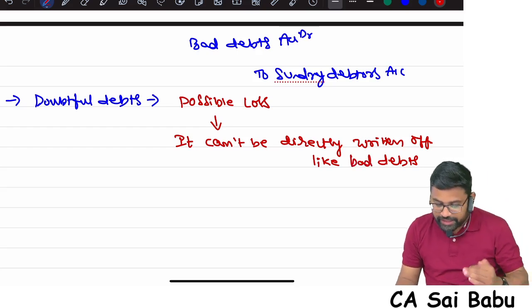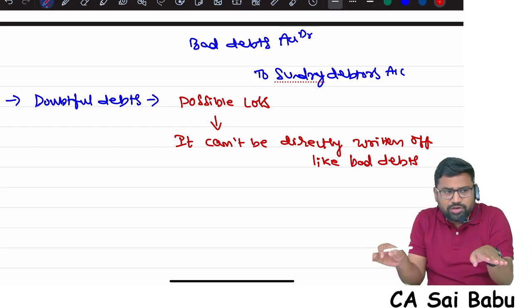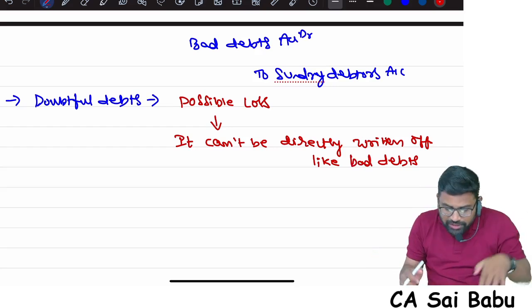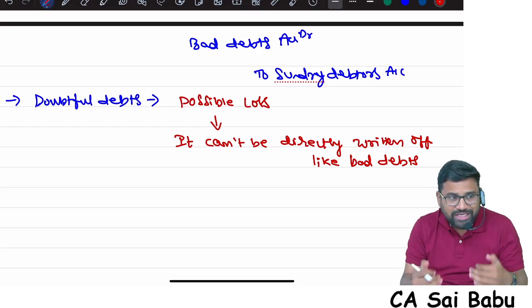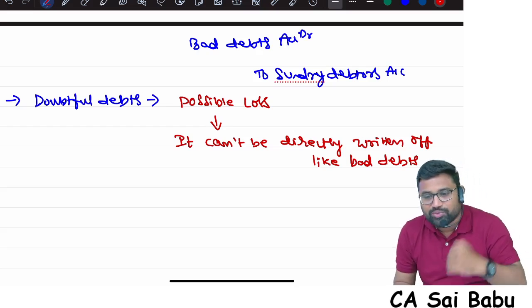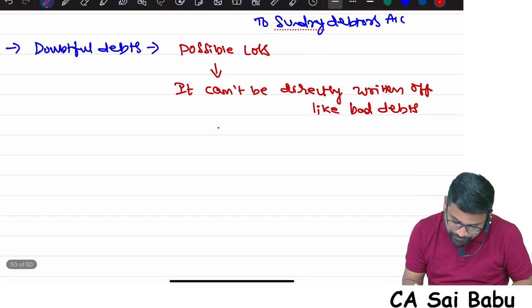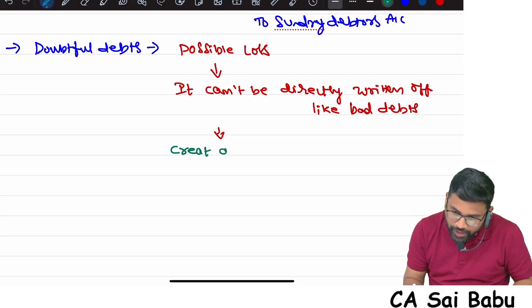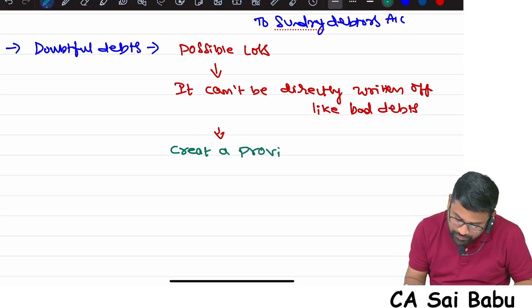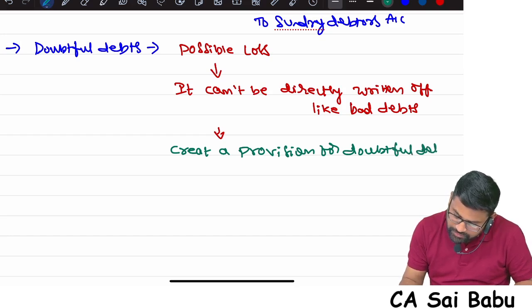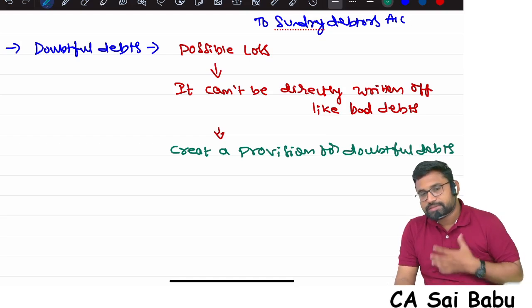It cannot be directly written off like bad debts. Bad debts is a confirmed loss which is transferred to P&L account. But doubtful debts means it's a possible loss. It cannot be directly written off like bad debts. So what do I need to do? Create a provision for doubtful debts.